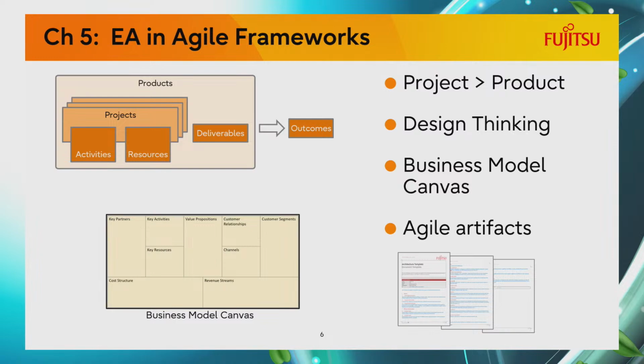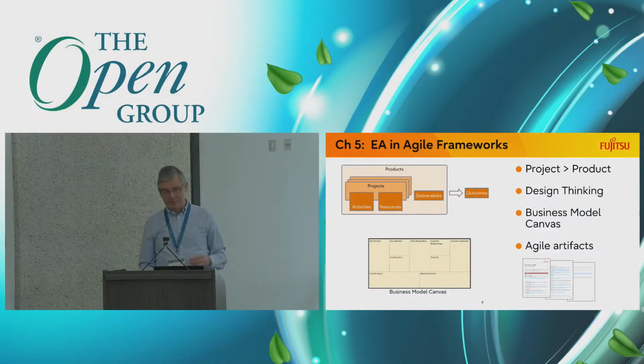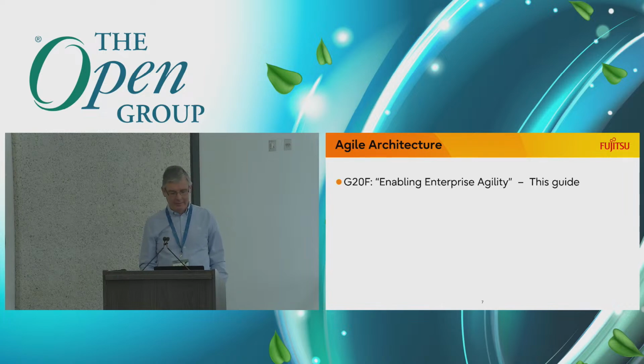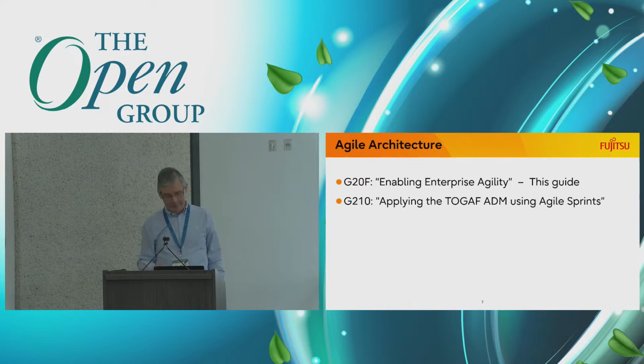So that's taken a quick sort of canter through the major contents of the guide and some of the things that are in it. Now, if you're thinking about agile architecture and how I do that, then of course there's the guide I've just described, the Enabling Enterprise Agility Guide. I don't know if we've got any copies of that down here, but certainly I've seen some downstairs. But the good news is, from the Open Group, there's also a number of other things that I would encourage you to look at as well.